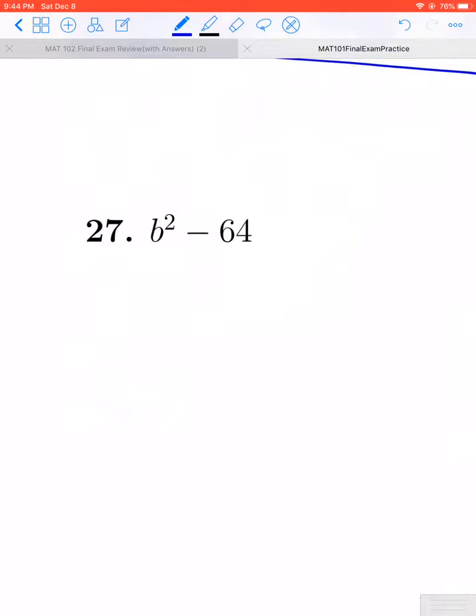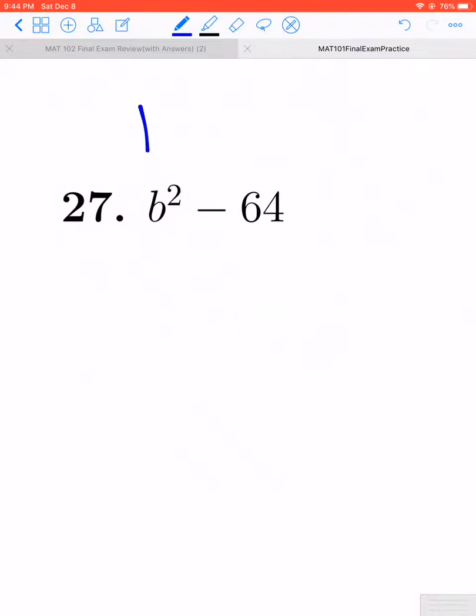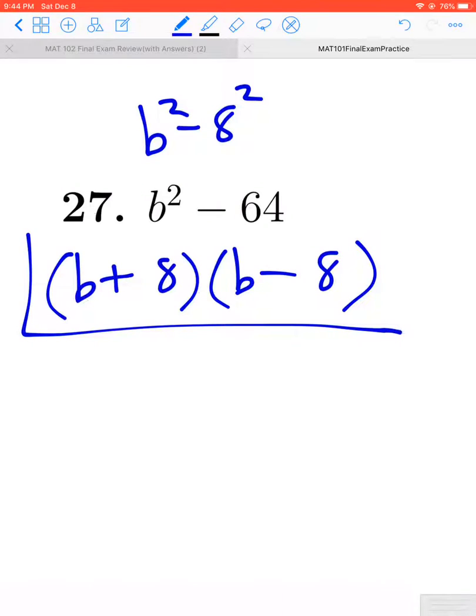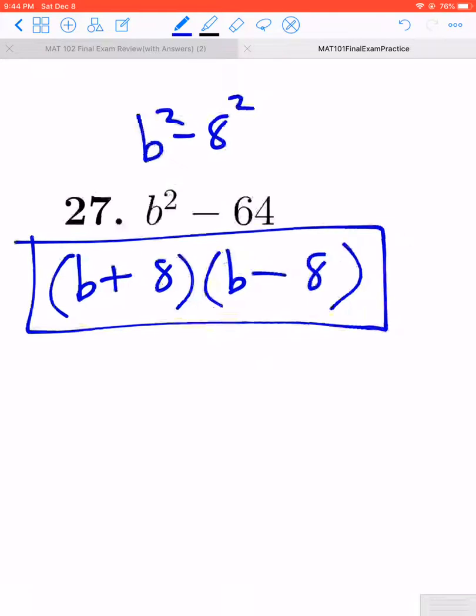In number 27, this is a difference of squares. This looks like b squared minus 8 squared. So it's going to be a double parenthesis. The first term in each parenthesis is what you square to get the first number. The last term in each parenthesis is what you square to get that last number. And with the difference of squares, the signs are always 1 plus with 1 minus. Doesn't matter which one you put first, but your factorization should have a b plus 8 term as well as a b minus 8 term.